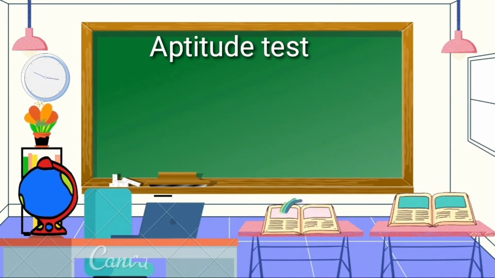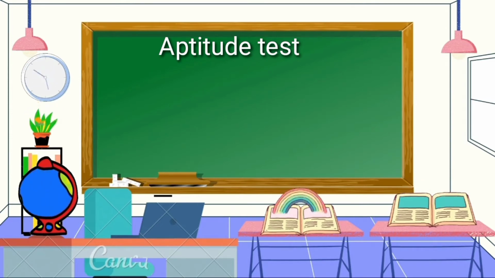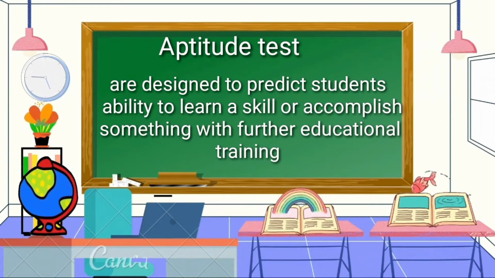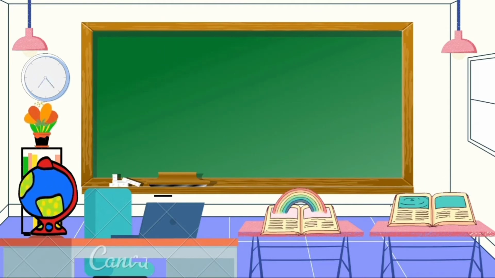First, we have the aptitude test. Aptitude tests are designed to predict students' ability to learn or accomplish something with further education and training, meaning the student has natural ability, and if we train that natural ability, the student has the capacity to succeed in whatever he pursues.